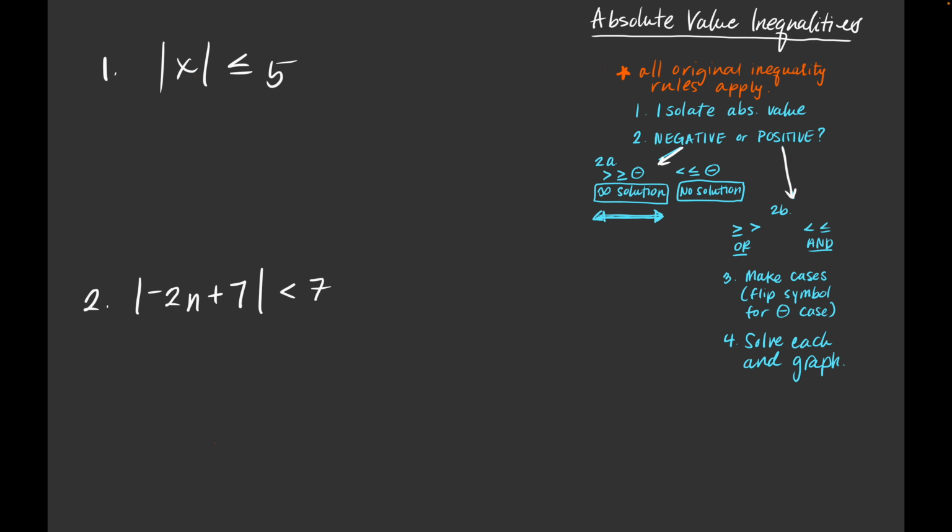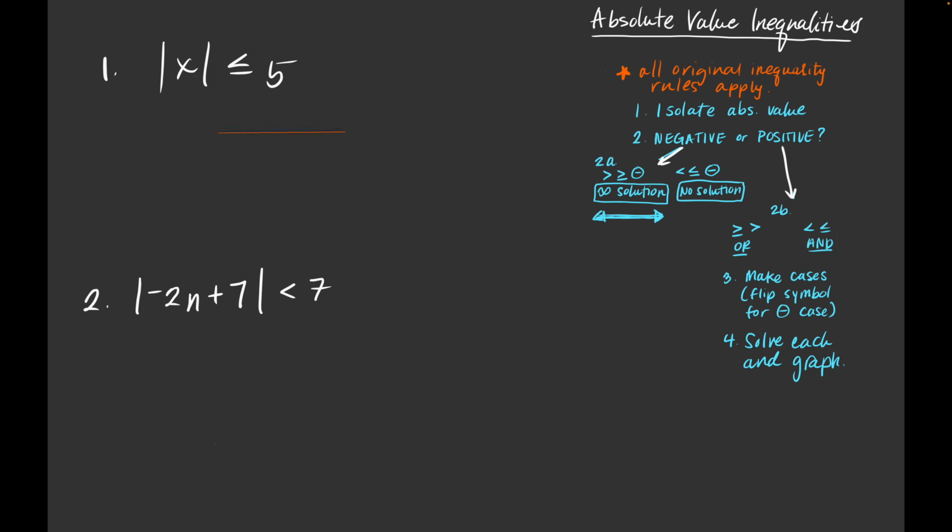So we know that our inequality is already isolated. Our absolute value is already isolated. Now we have to make our two cases since it's a positive inequality that we're working with. We have to ask ourselves, is this an and or an or case? We know it's an and case because our inequalities match what the sign needs to be for and.